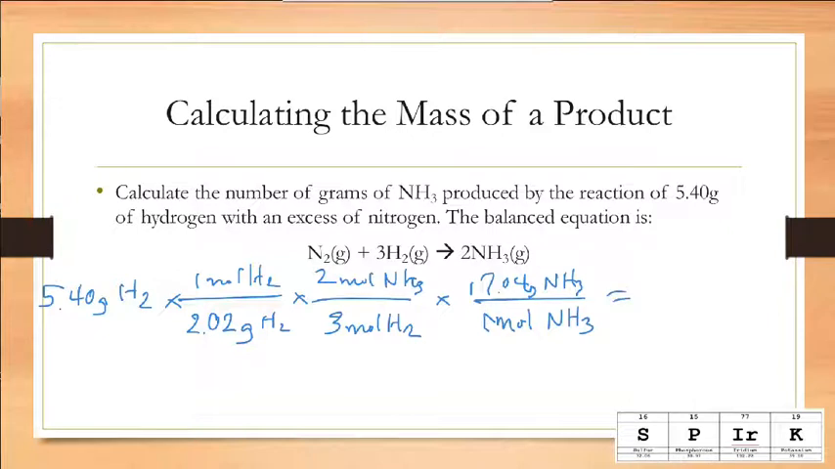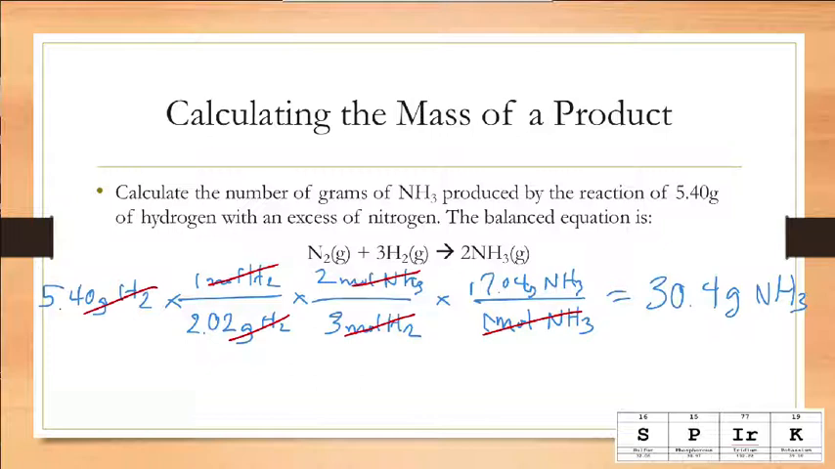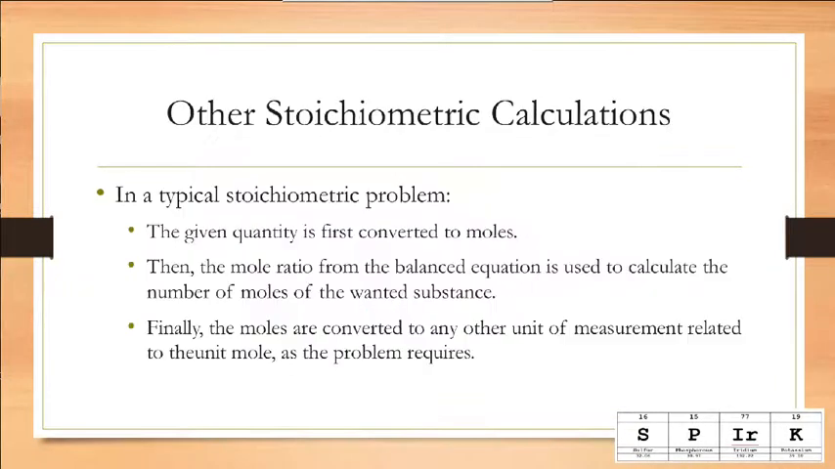So let's go back through, make sure our units cancel out, and we end up with what we want. Grams H2, mole of H2, mole of H2, mole of NH3 with a mole of NH3, and we're left with grams of NH3, and that's what the question is asking us for, so we must have set this up right. When we multiply that through, we get 30.4 grams of NH3. So there are 30.4 grams of NH3 produced by the reaction of 5.4 grams of hydrogen with an excess of nitrogen.